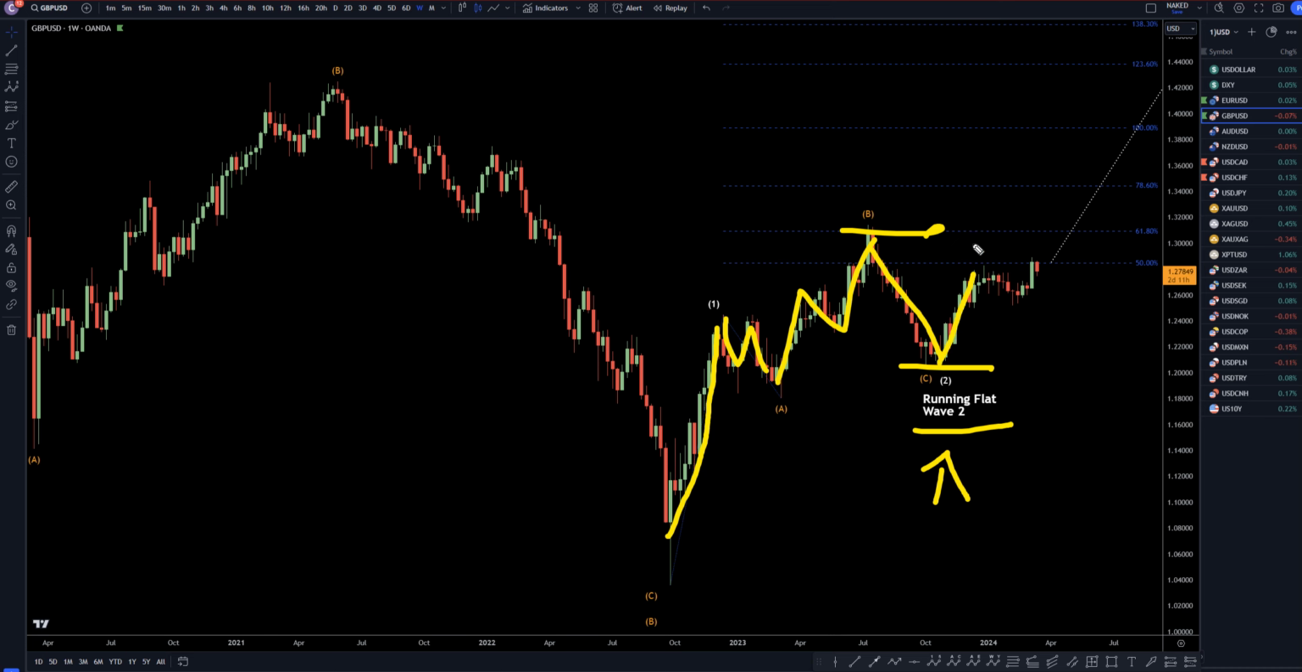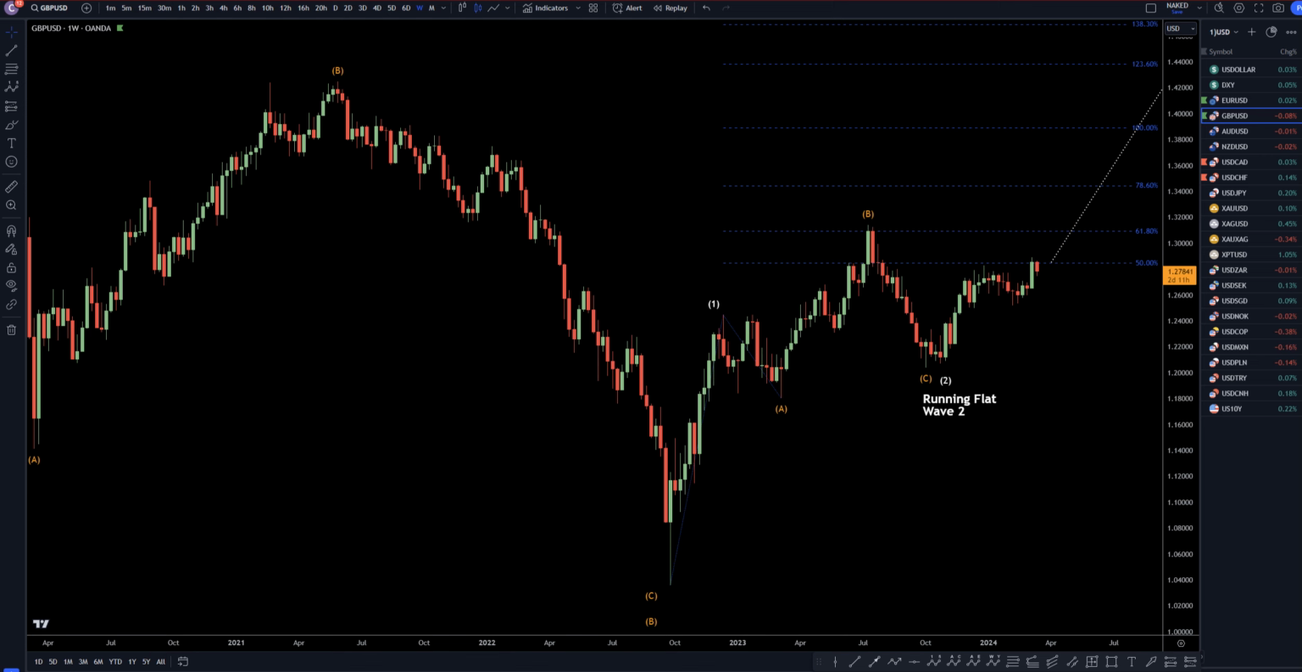If that is true, that means that this is a 1, that means that this is a 2, and that means that this is just going to keep on trending up for a wave 3 to eventually form that pattern that I was showing on the monthly time frame.